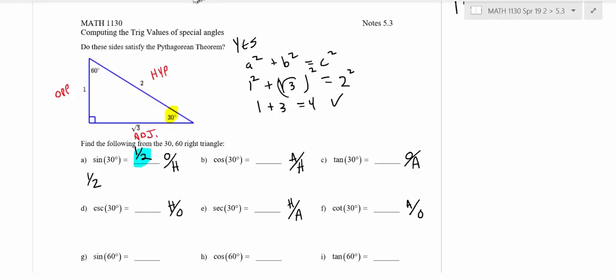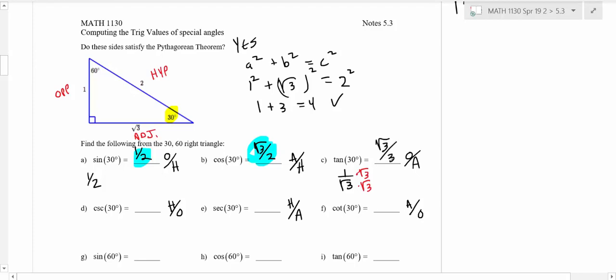Okay. Cosine would be adjacent over hypotenuse. So that would be square root of 3 over 2. Okay, and the tangent would be opposite 1 over adjacent square root of 3. So you want to rationalize that denominator. You'll do this all the time in trig class, so you want to get totally solid to a point where you can rationalize in your head. So that's square root of 3 over 3. Okay? All right, so we got that, and then we'll just do the reciprocals.